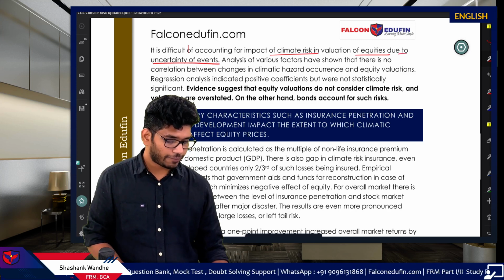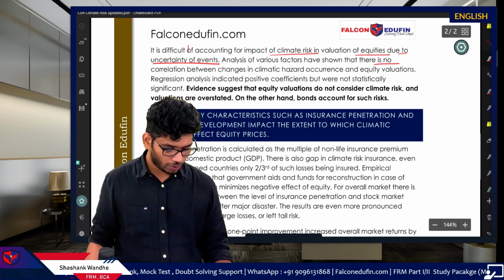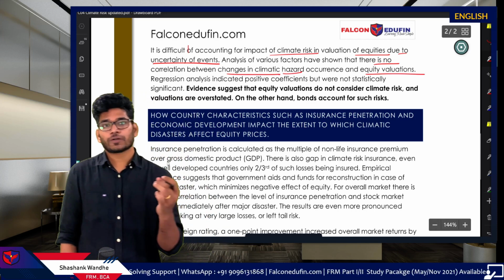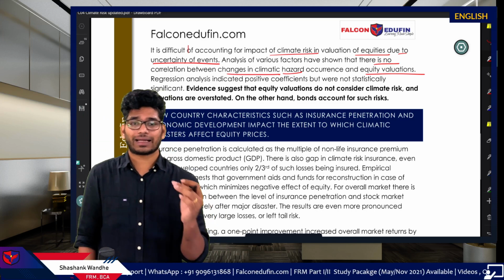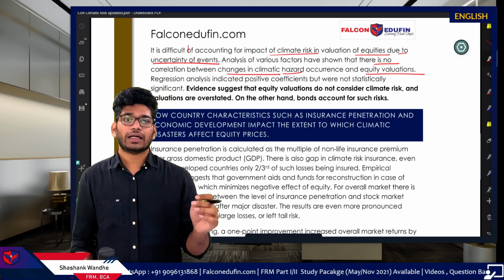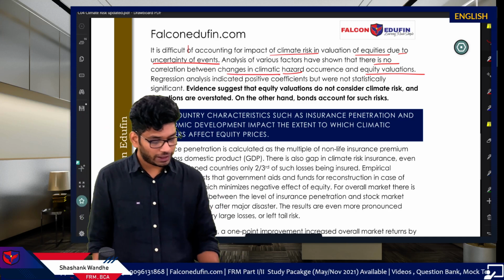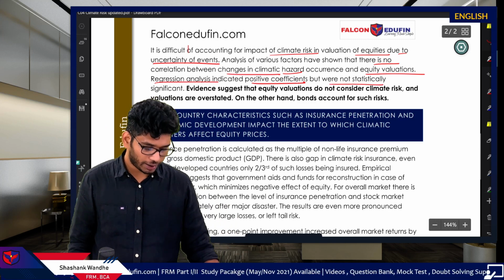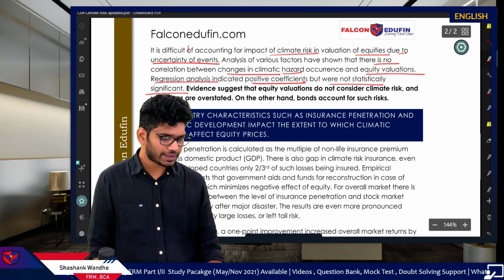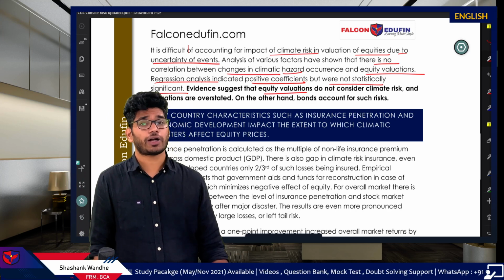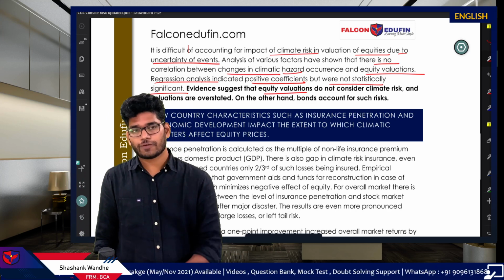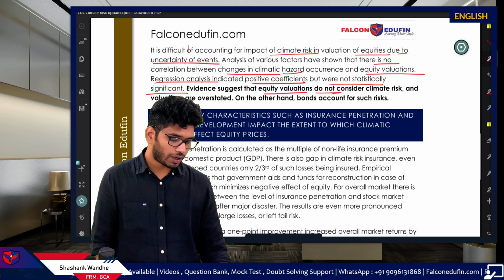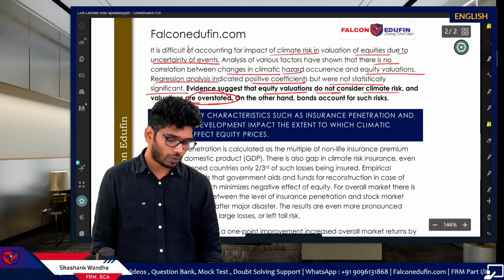Analysis of the various factors has shown that there is no correlation between changes in climatic hazard occurrences and the equity valuation, meaning we don't have specific models, or this particular climate change effect is not properly accounted for in the financial models. That's why we don't have any correlation here. Regression analysis indicates a positive coefficient but not statistically significant. Evidence suggests that equity valuations, not prices. Again, in case you get confused, this is about the valuation, okay, not about the prices. Equity valuations do not consider the climate risk, and valuations are overstated.